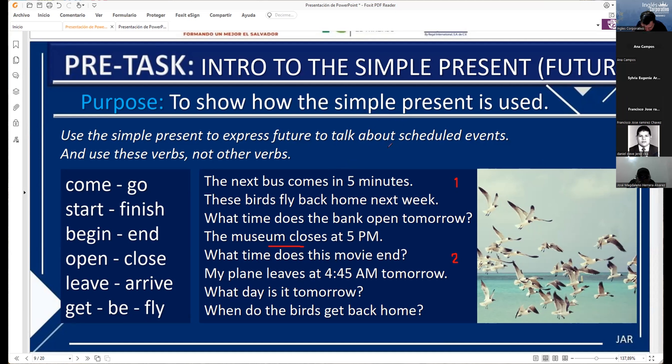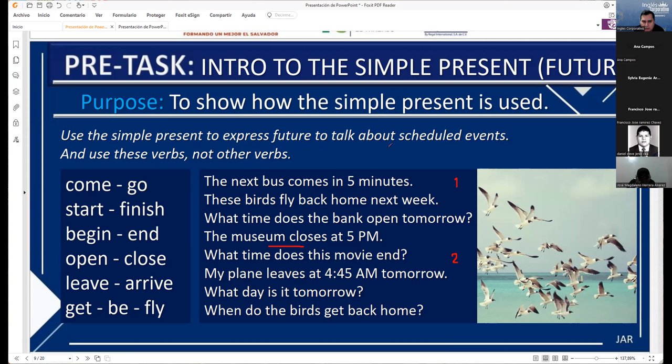Okay, the next bus comes in 5 minutes. The birds fly back home next week. What time does the bank open tomorrow? The museum closes at 5 p.m. Silvita, your part is number two. Ay, sí, perdón, es que estoy viéndolo en el celular y se me corta. No problem. Continue, Dani.